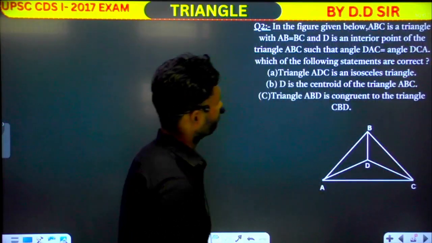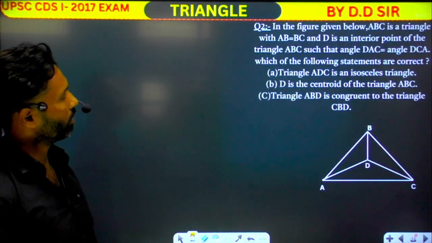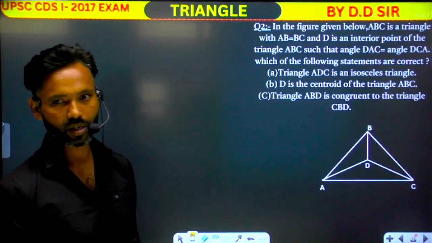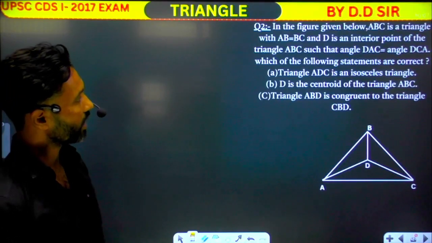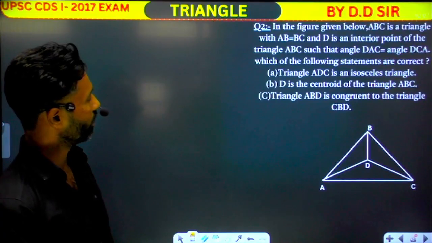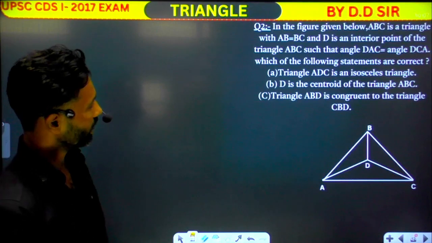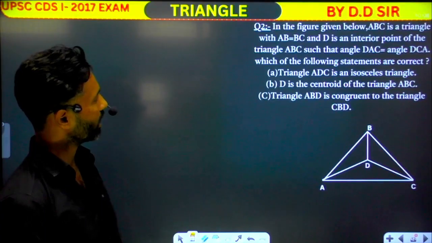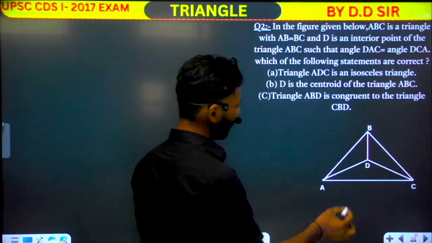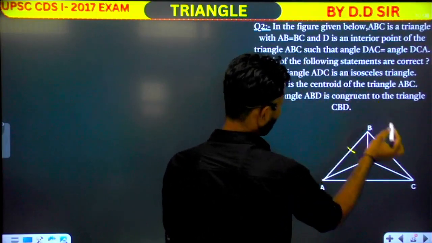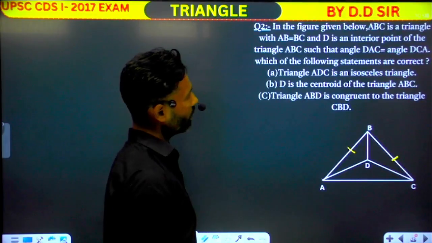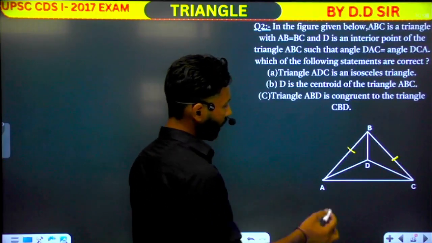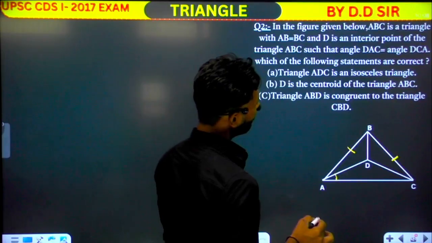The next question is: in the given figure below, ABC is a triangle with AB equal to BC, and D is an interior point of the triangle ABC such that angle DAC is equal to angle DCA. Which of the following statements are correct? It is mentioned that side AB is equal to side BC. These two sides are equal. D is the interior point of triangle ABC such that angle DAC is equal to angle DCA.